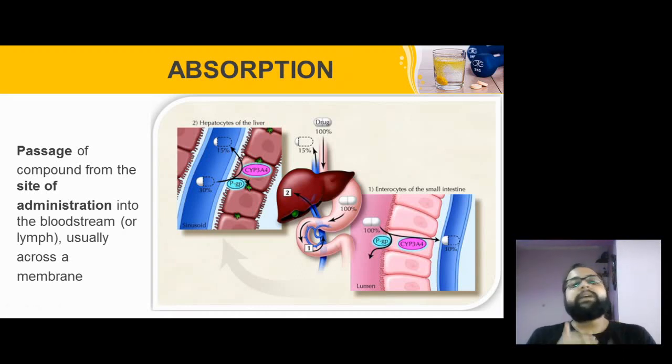So this is how the passage of the compound is actually taking place. The passage of the compound is from the site of administration into the bloodstream or the lymph, and then it goes across the membrane. Hopefully you understand how this 100% dosage goes through your intestine, the small intestine, and then into your liver. Very frankly, a very small percentage of the actual drug is left when it enters inside, when it has to go to your site.